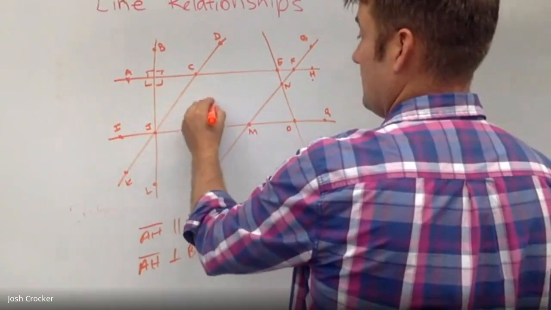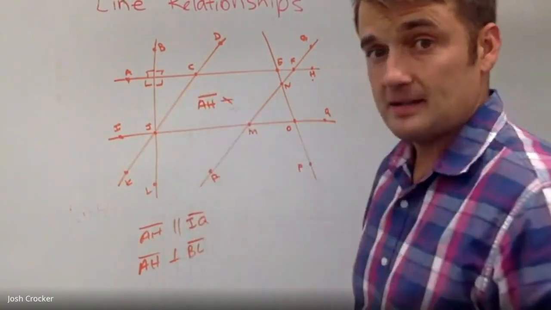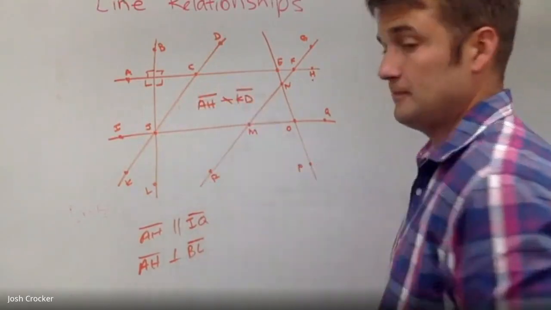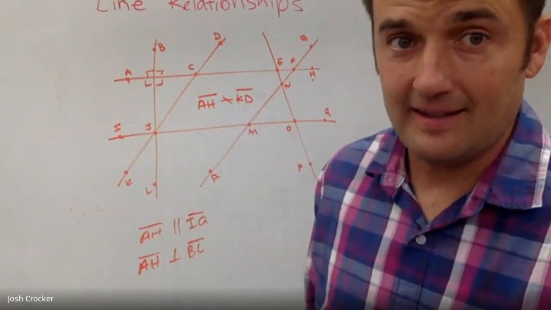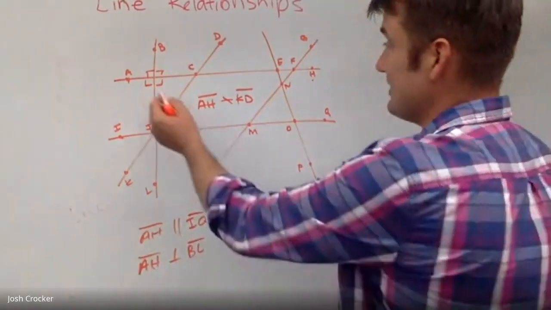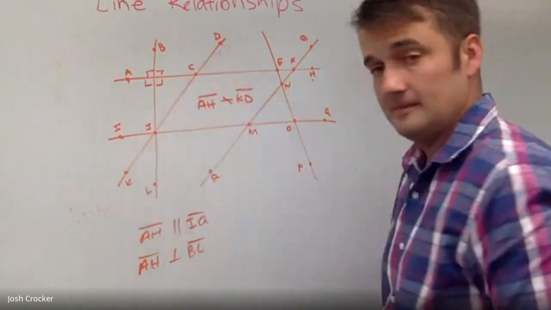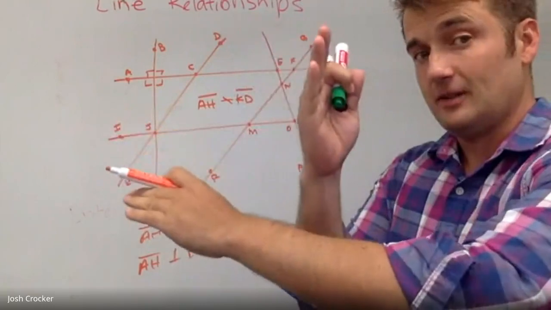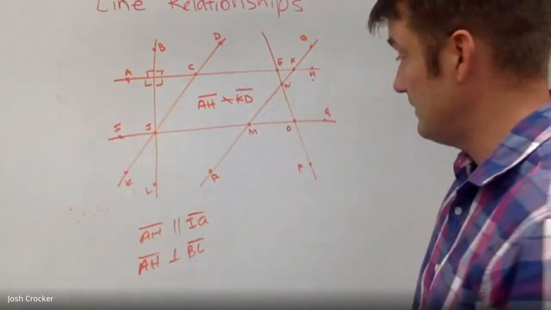AH intersects with KD. Since we went there, I like KD, and I don't think he did anything wrong. Sorry. Okay. So AH and KD are intersecting. They cross, but they don't make a right angle. They're definitely not parallel.